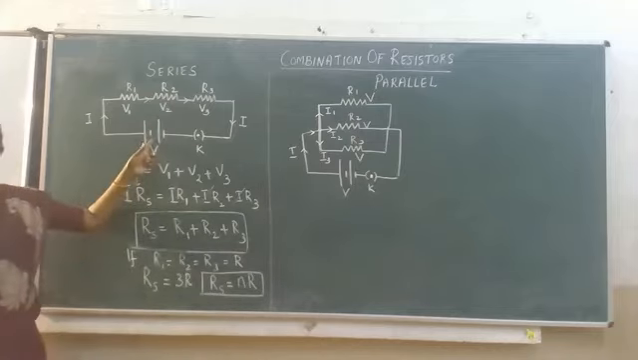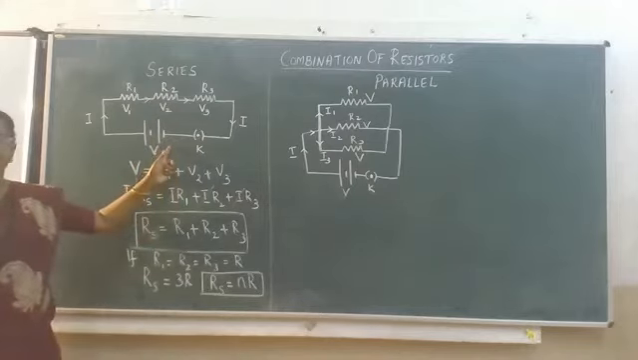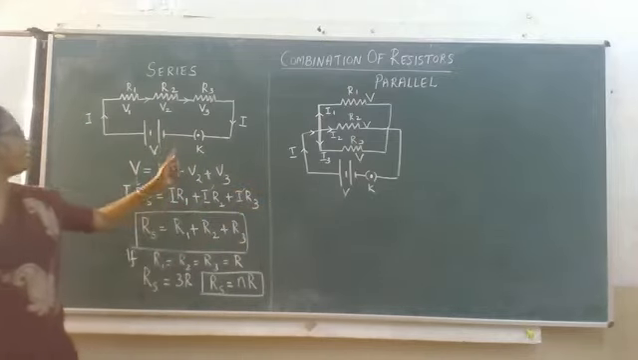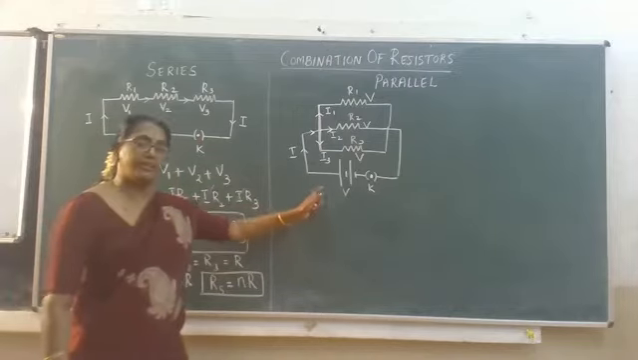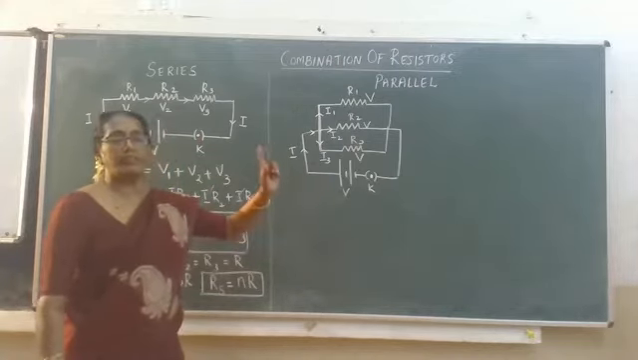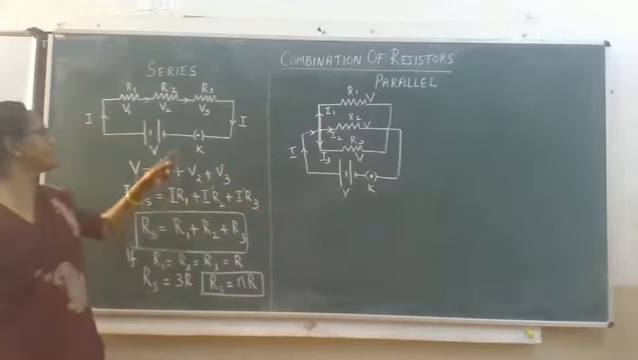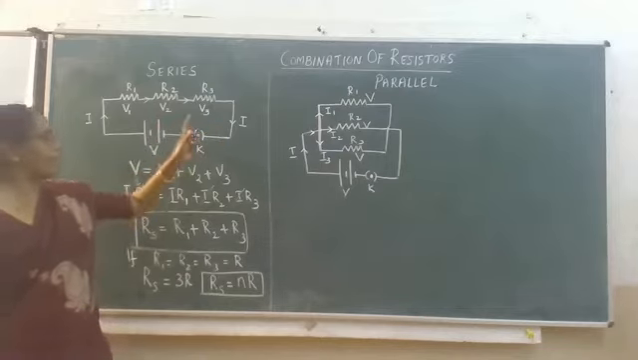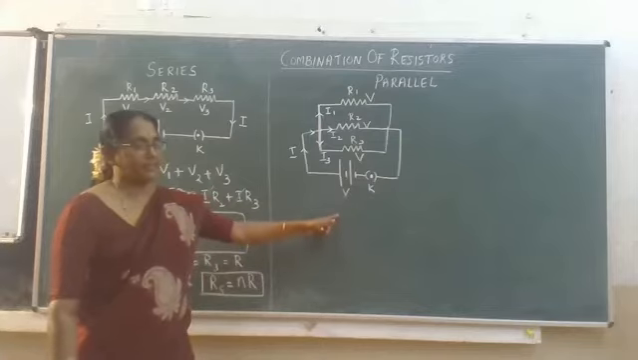Here what is dividing? Here the current is getting divided. Here the potential difference is getting divided. Here what is dividing? Current is dividing. Here what is remaining same? Current is same. Here what is remaining same? Potential difference is remaining same. So a series circuit is a circuit in which current remains same. A parallel circuit is a circuit in which potential difference remains same.